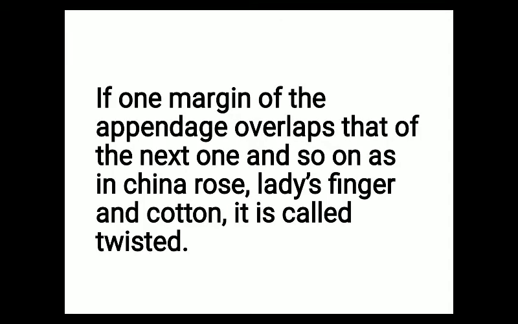Now we will discuss the second type of estivation, which is the twisted estivation. What is the definition of twisted estivation? If one margin of the appendage overlaps that of the next one, and so on, as in China rose, lady's finger and cotton, it is called twisted estivation. As the name suggests, twisted. In twisted estivation, these petals will overlap the next petal, and that petal will overlap the next petal, and so on.